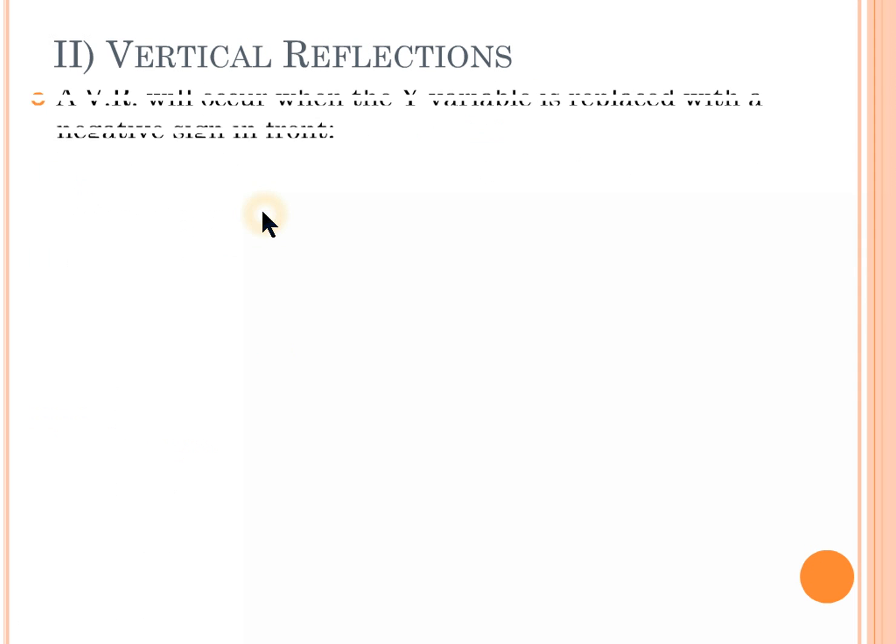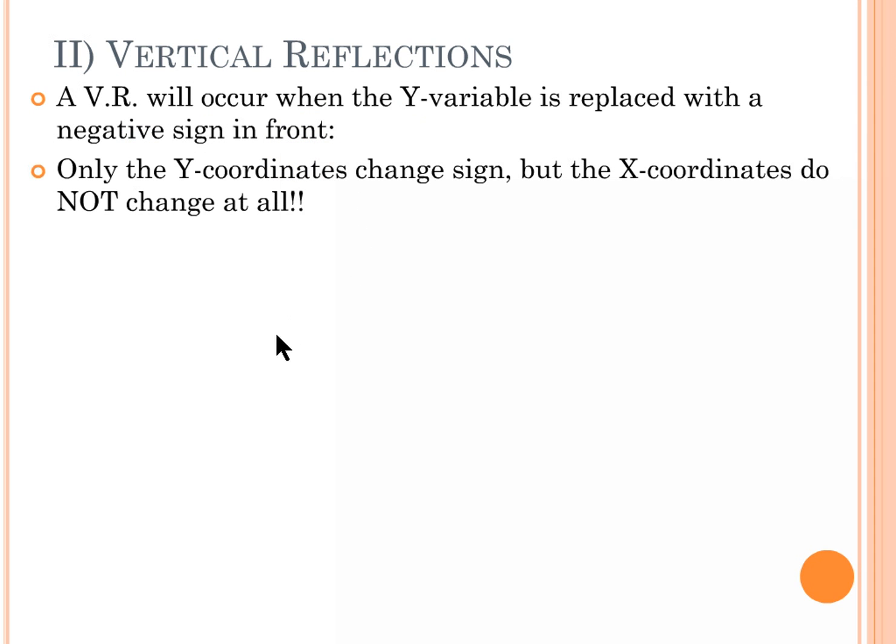Vertical reflections. A vertical reflection will occur when the y variable is replaced with a negative sign in front. So let's take a look at that. Only the y coordinates will change sign, but the x coordinate will not change at all. If I have my variable y, and y goes from y to negative y, then that is an example of a vertical reflection.